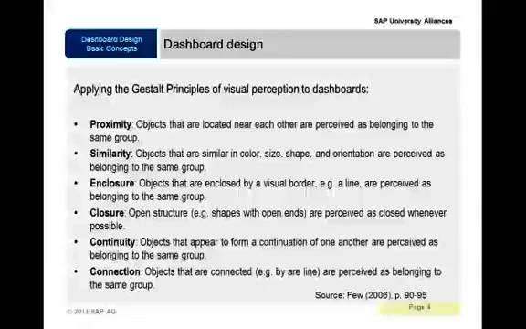Okay, for instance, the first principle there, proximity. Basically, it means that objects that are located close to each other belong to the same group. So if you have some components you want to present together, they should belong to the same group. Okay, and so on. So all those principles are related to how we can group objects together on the dashboard.